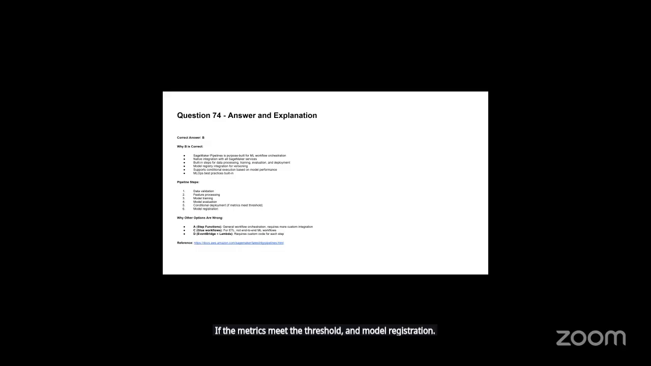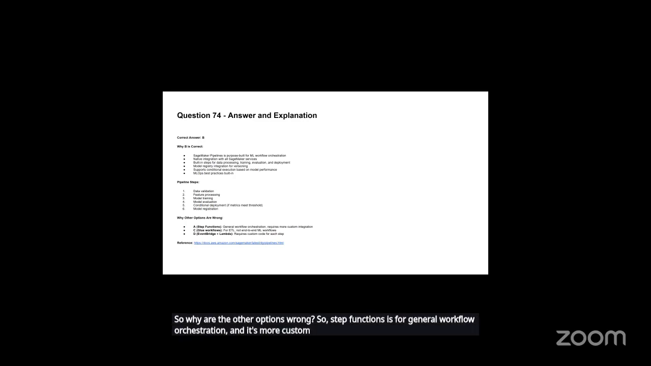So why are the other options wrong? Step Functions is for general workflow orchestration, and it's more custom than what this is for. Glue workflows are for ETL, extract, transform, load. This is not for end-to-end machine learning workflows. EventBridge and Lambda is custom code, too much operational overhead.